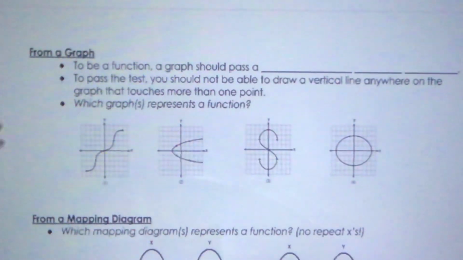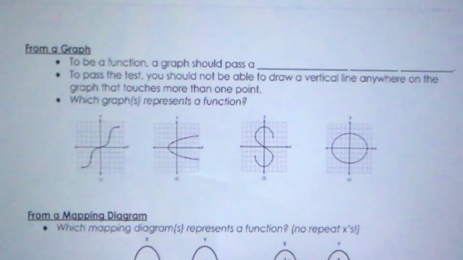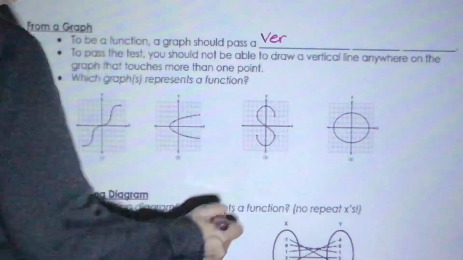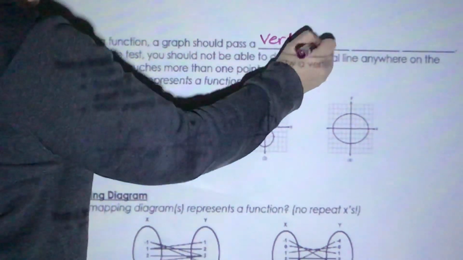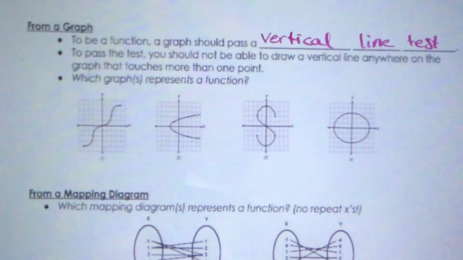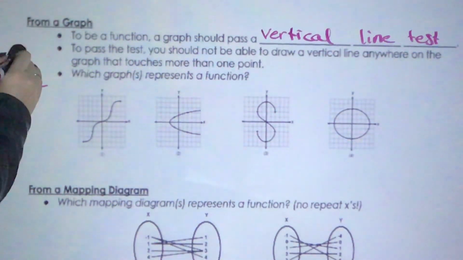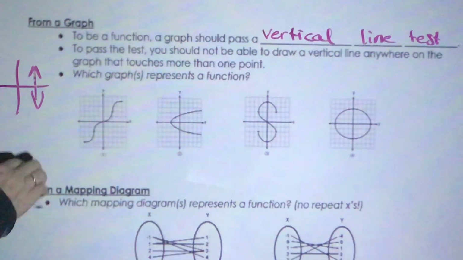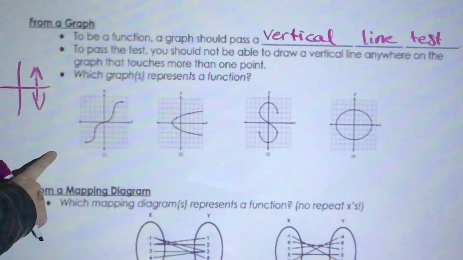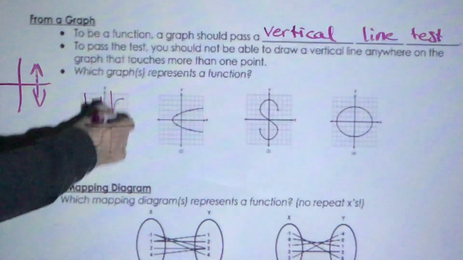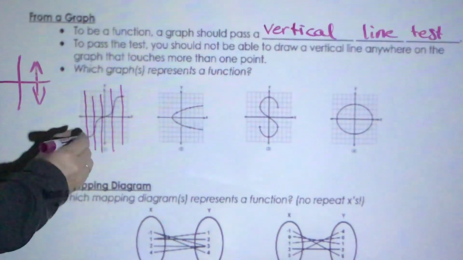Now, from a graph, we're going to do what's called a vertical line test. So if you don't want to have any x's repeat in a graph, if the x equals equation is a vertical line, and that means the x's keep repeating over and over, for something to be a function, it has to pass a vertical line test, which means on the graph, you need to be able to draw vertical lines throughout the whole graph and never hit more than one point on the graph.